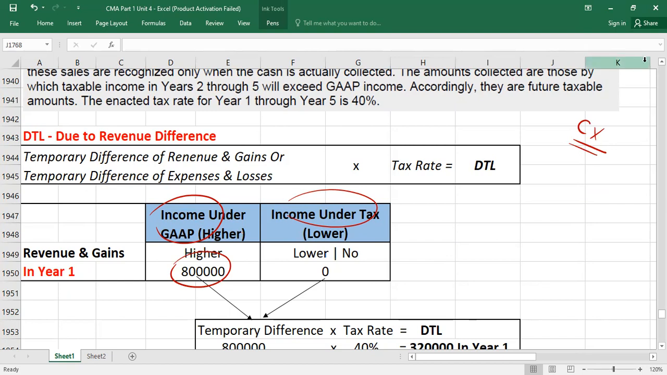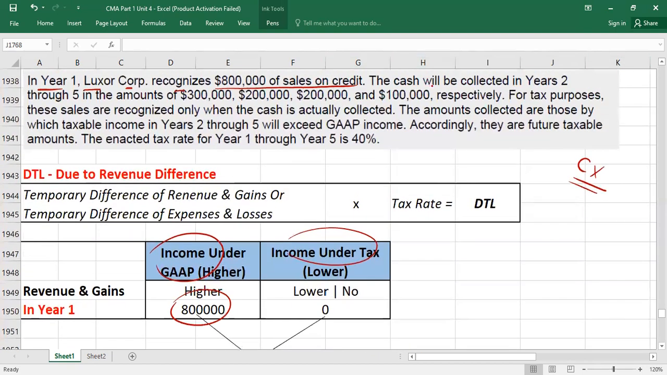Right? Now I'm reading the question. Continue with the question. Now what? The cash will be collected not in year one. In year one, you had a sale, but cash will be collected in years 2 through 5. It means you will collect cash in years 2, 3, 4, and 5. And what are the amounts? In year 2, you will receive how much? 300,000. In year 3, you will receive how much? 200,000. In year 4, 200,000. In year 5, 100,000. This is how it will become total how much? 800,000.